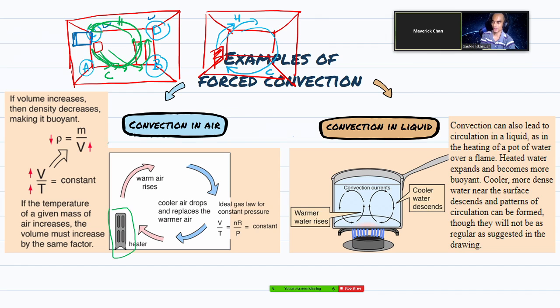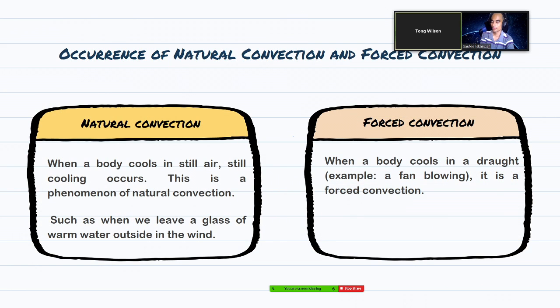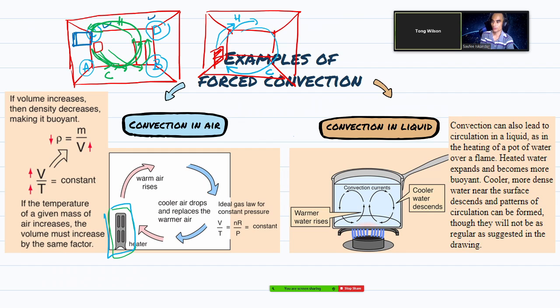Okay. So this is the convection of air, and convection in liquid. So we put C or D. Either C or D is the correct answer. A and B is the wrong answer for an air conditioner, not for a heater.